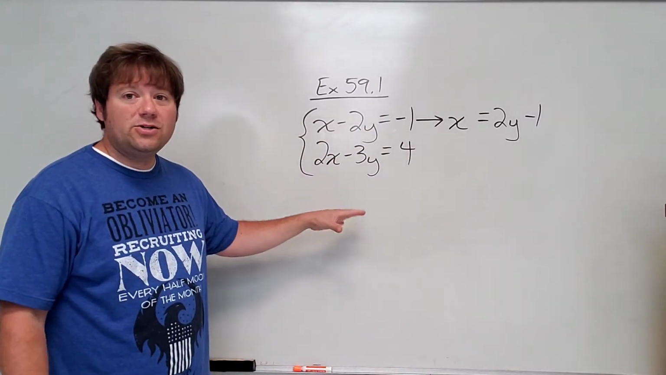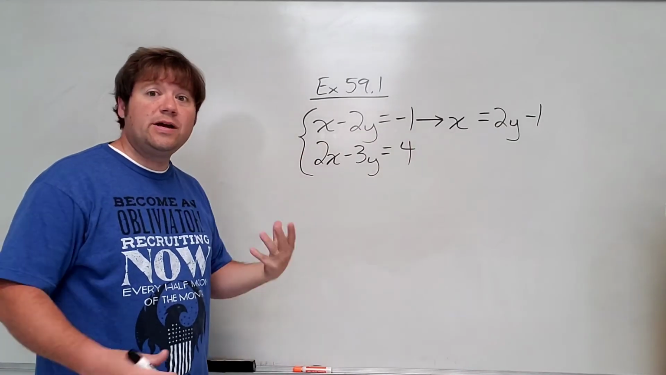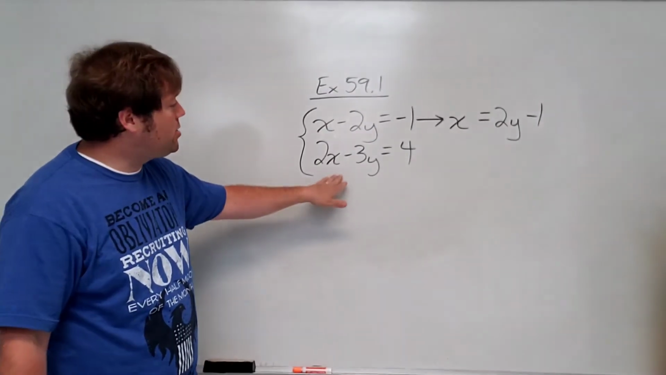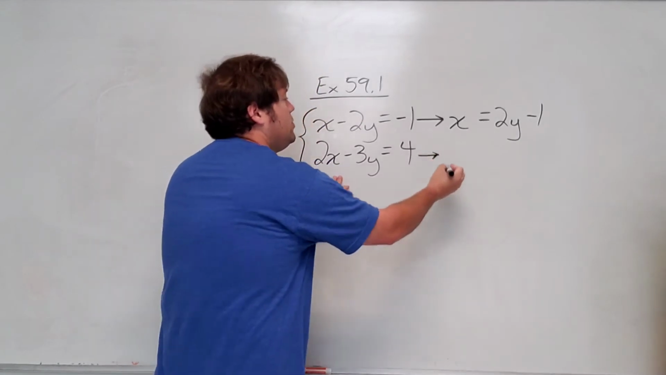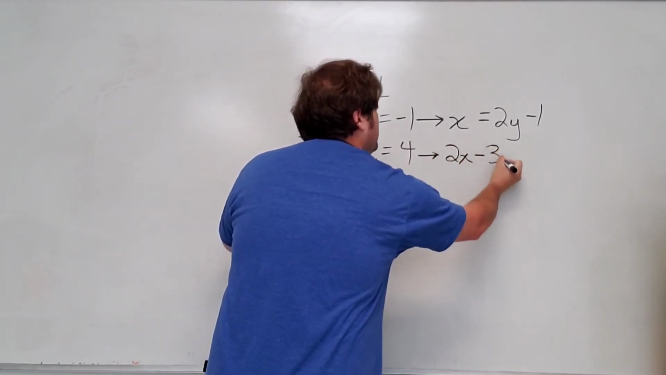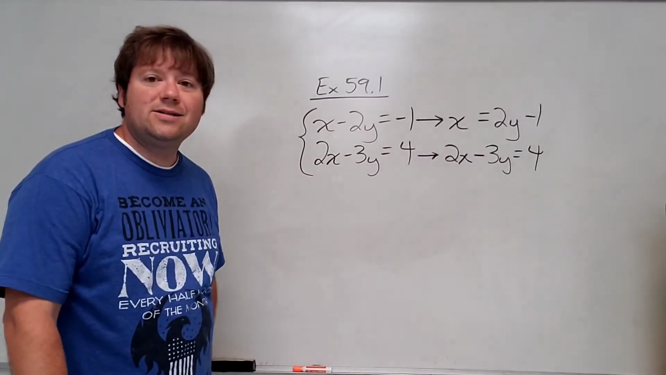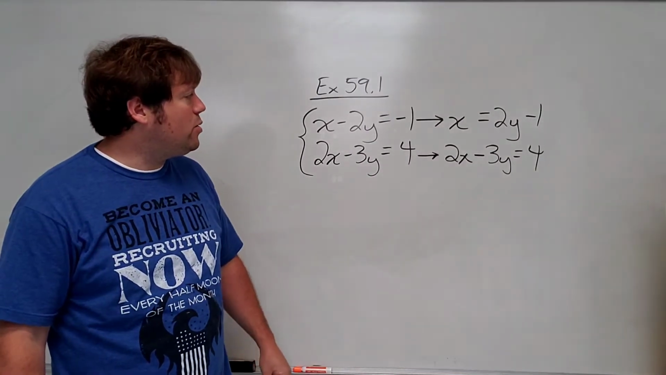The bottom equation, I actually don't have to change it at all. As long as I have one of them that tells me x equals something or y equals something, the other one doesn't really matter. So this other one, if you want to write it again, you can, you don't have to, but it is going to remain 2x minus 3y equals 4. And at this point, it is now just like the other ones that we've done. We can go ahead and work it out like we normally would.